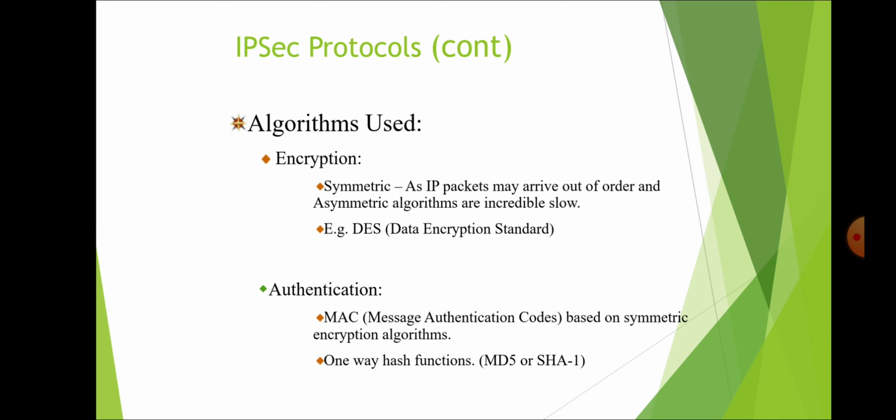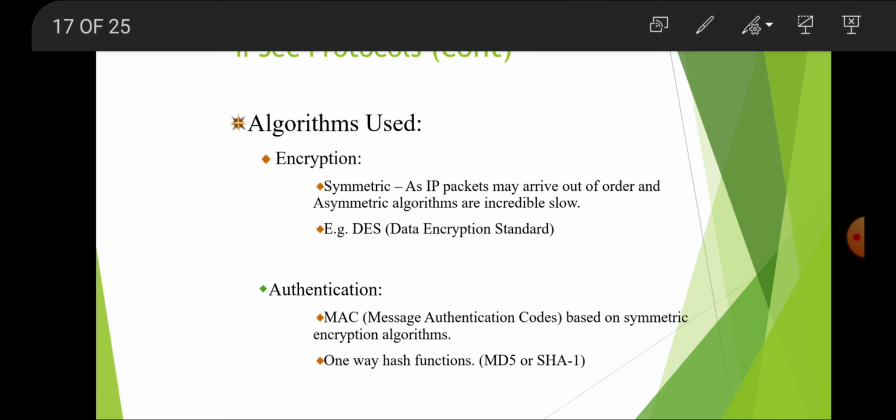Now what happens in authentication? In authentication, a MAC, a message authentication code based on a symmetric encryption algorithm, is used. A one-way hash function, that is MD5 or SHA-1, can be used.